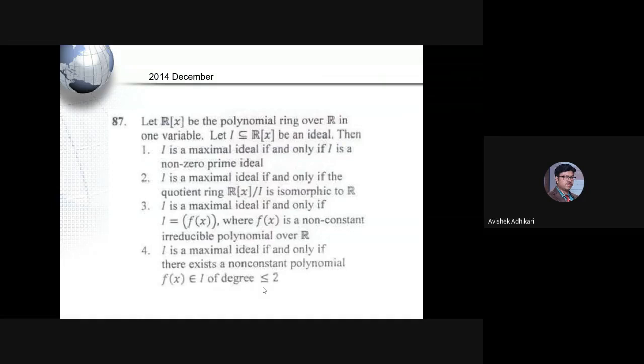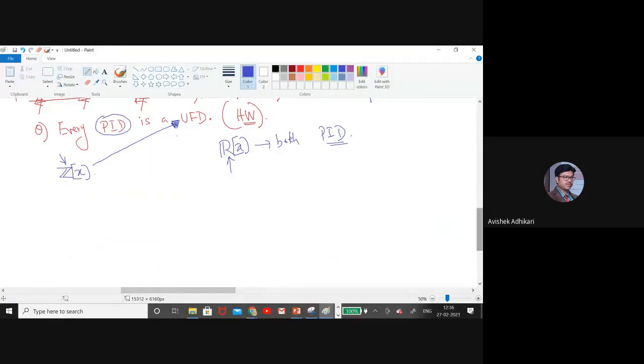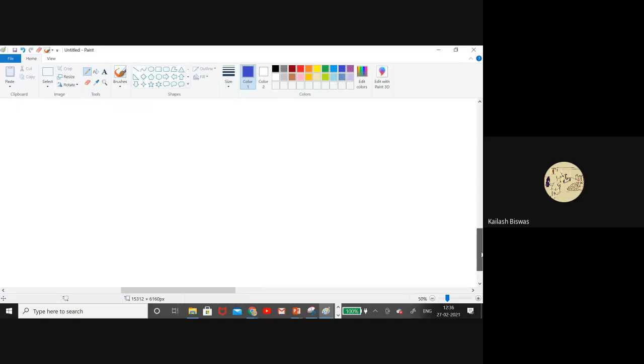So, if I is a maximal ideal, then the quotient is isomorphic to R is false. Why? In my class, I have already done the same thing. Okay, let me give you some hints. Sir, if we take the ideal generated by x square plus 1, very good, then it is a maximal ideal, but the quotient is isomorphic to C. Yes, exactly.